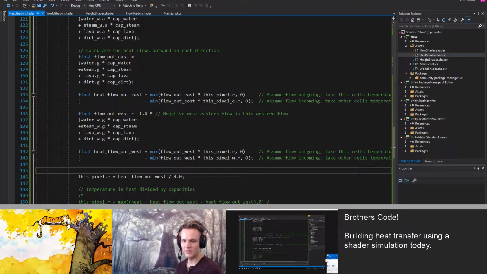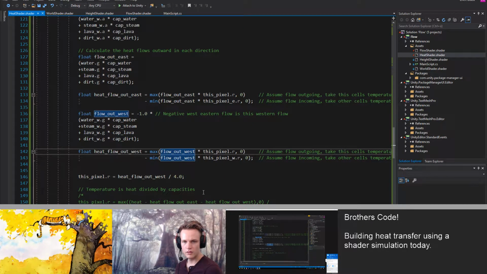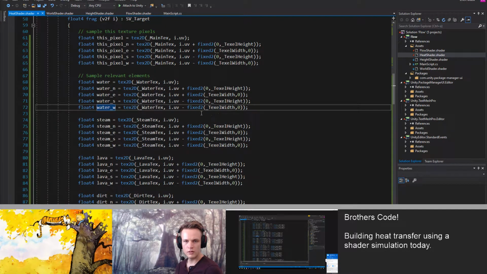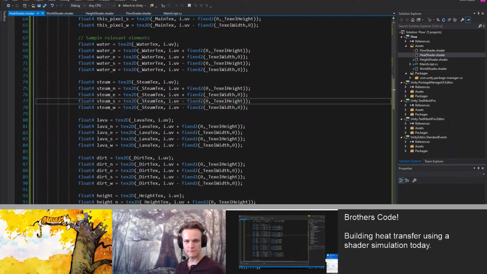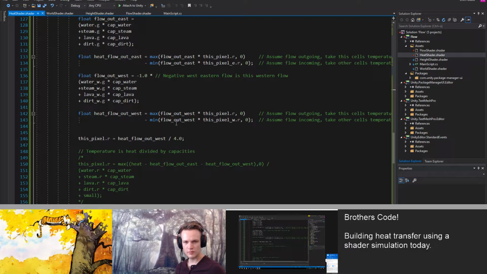Okay, so stupid question, but where is the heat flow for that pixel being sampled? Like for the western cell, where is water W being sampled from? It's IUV minus fixed 2 texel width. Dang. I mean, there's been nothing wrong with that. I know, I'd be like, oh yeah, this is just the wrong direction. No. Hooray! And it is the water, steam, lava, dirt, height textures, the main textures. So heat flow out east should just be the mirror of heat flow out west, right?